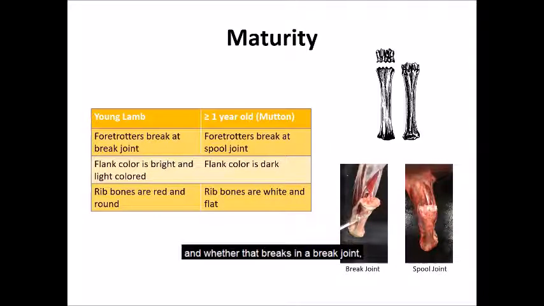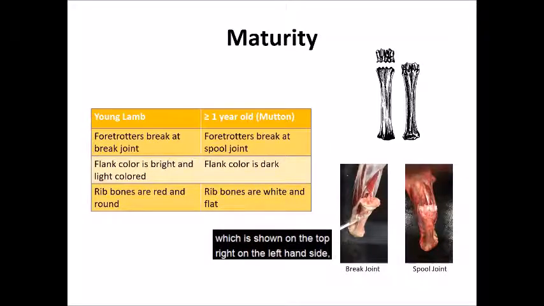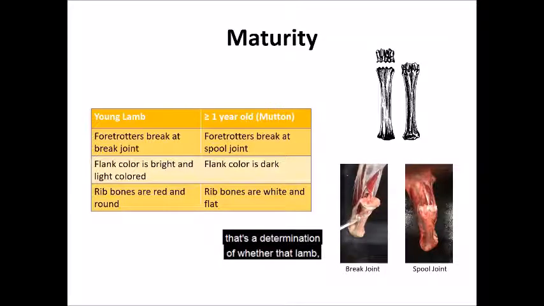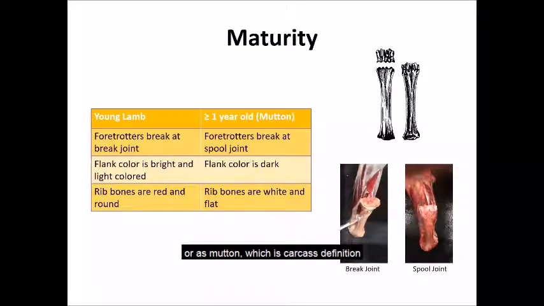And whether that breaks in a break joint, which is shown on the top right on the left-hand side, the 2 separate pieces, or if those 2 pieces have ossified together and the joint breaks at a spool joint, which looks like the round end of a spool, that's a determination of whether that carcass is classified as lamb or as mutton, which is the carcass definition for sheep older than a year old.